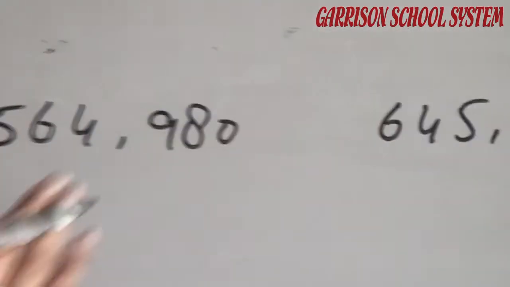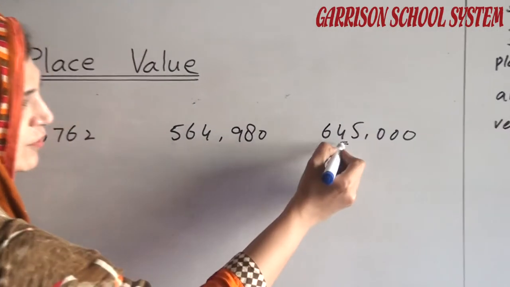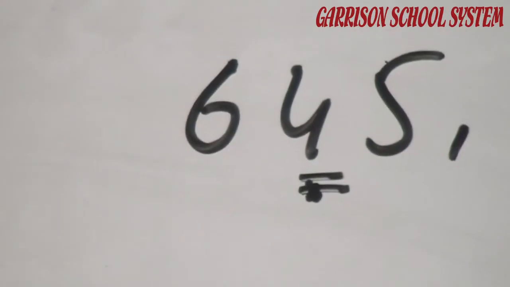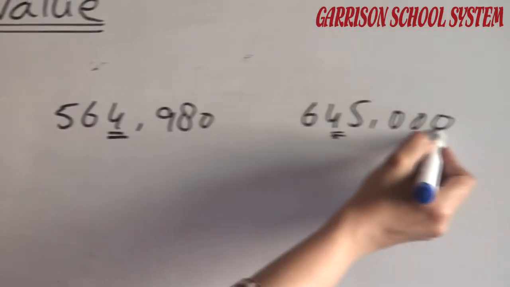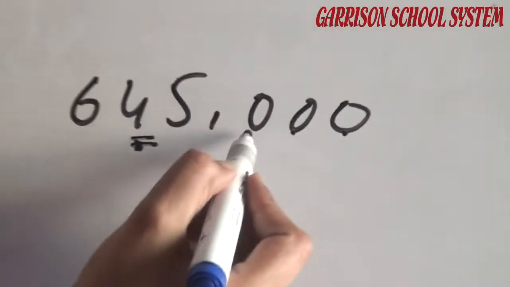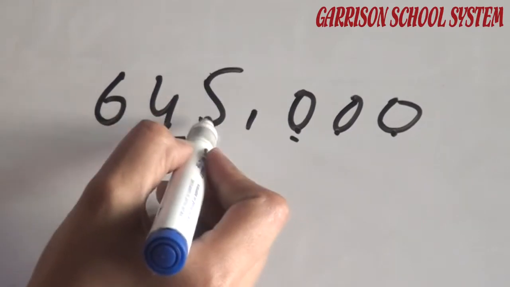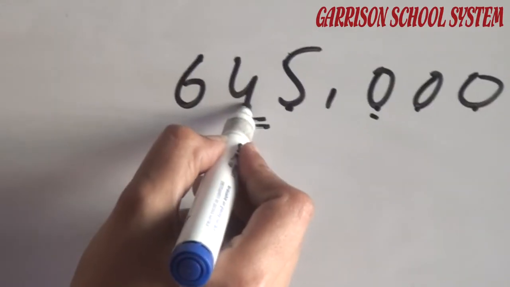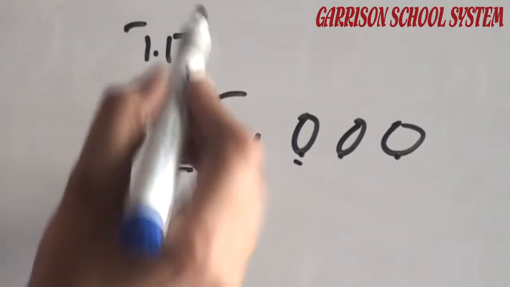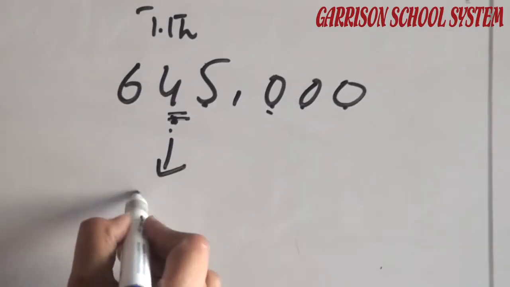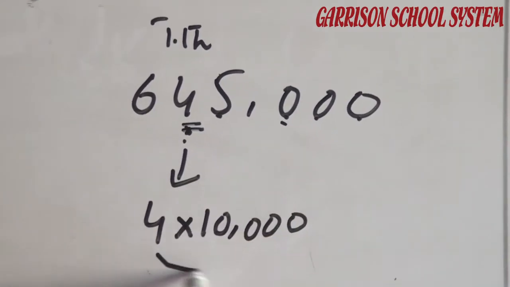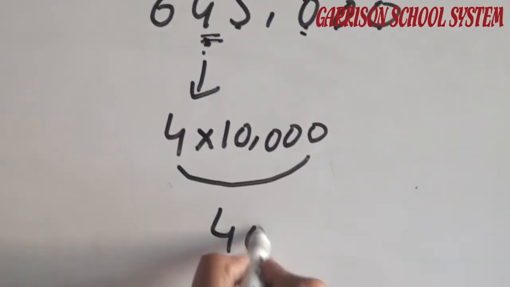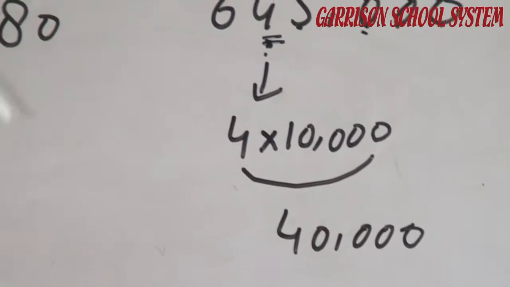First of all, we find out the places. What will be the place of this number? If this 0 is the 1's place, this 0 is the 10's place, this 0 is the 100 place, and this 5 is the 1000 place, and this 4 will be the 10,000 place. So it means this number will get multiplied by 10,000, and the value of the number is 40,000.